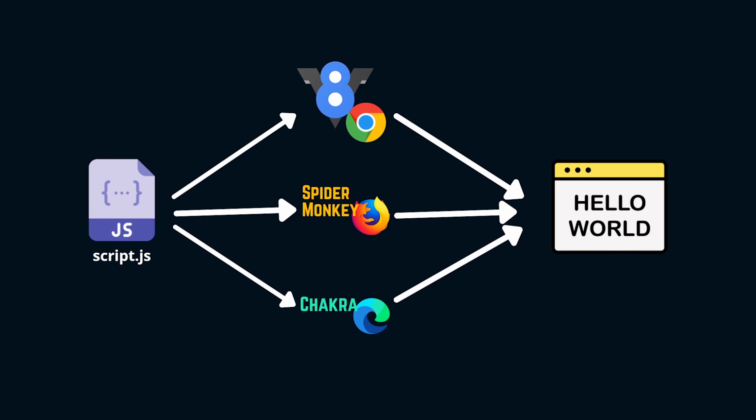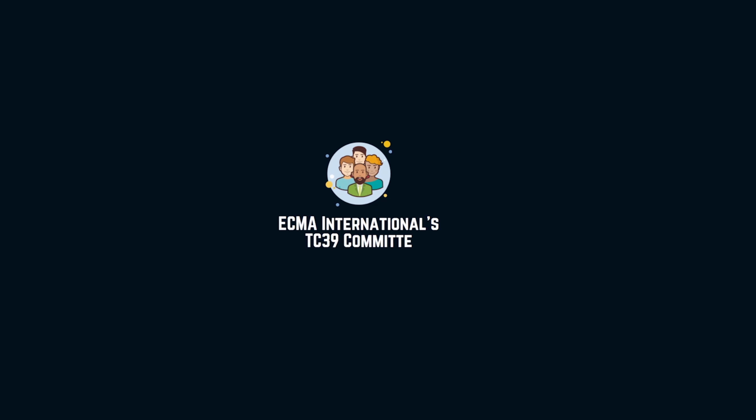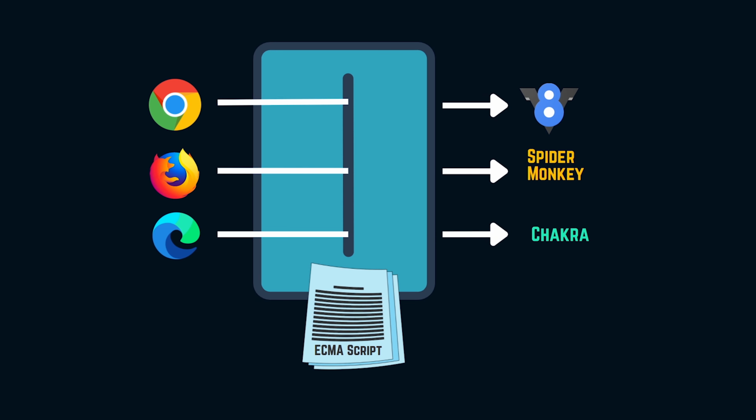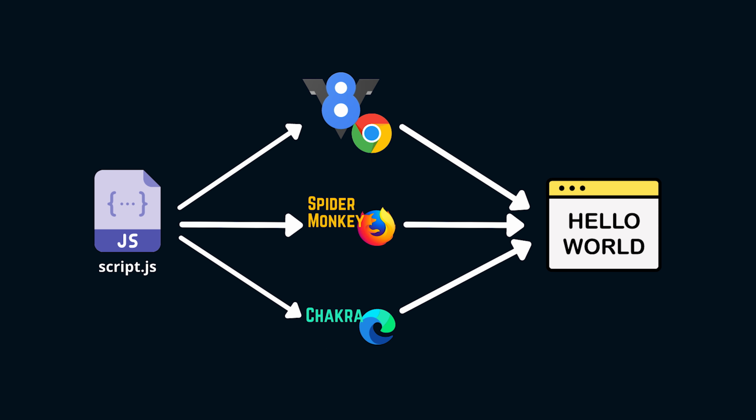Now, to get uniform output across these engines, standardization of the language JavaScript is a must. And it is done by ECMA International's TC39 committee. They specify rules and guidelines to implement the language, which is called ECMAScript. This includes language syntax, semantics, libraries, and complementary technologies. These topics are commonly discussed in a JavaScript beginners course, things like data types, variables, functions, operators, and their features. Browser manufacturers develop the JavaScript engine in accordance with these guidelines in ECMAScript, so that independent of the browser we use, the output of a given JavaScript file will be the same across these browsers.